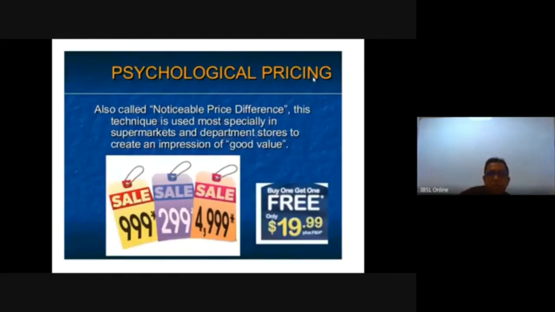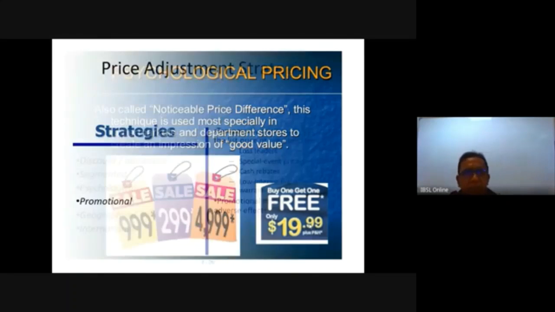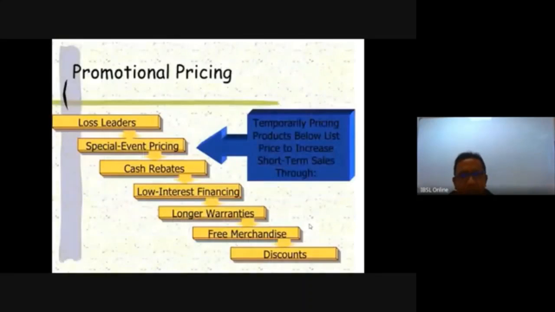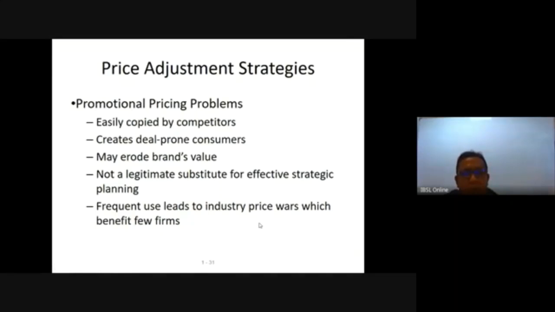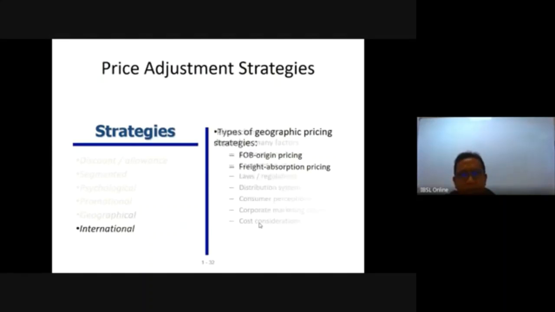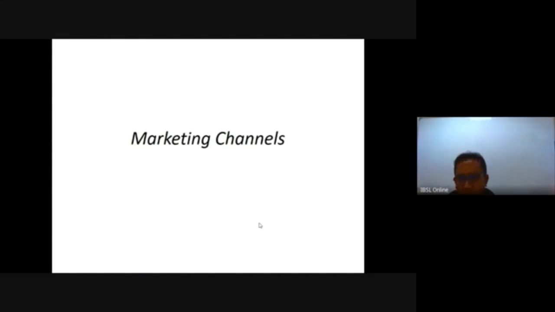And also we looked at psychological pricing. Instead of pricing at 20, you price at 19.99. Promotional pricing, we discussed this: loss leader, special event. All these are some tactics. These are temporary pricing of products below list price to increase short-term sales. You won't be doing this for a long period, maybe a short period. You do promotional pricing. Right, so that's it with regard to pricing.